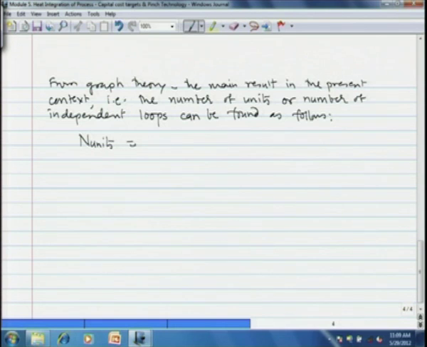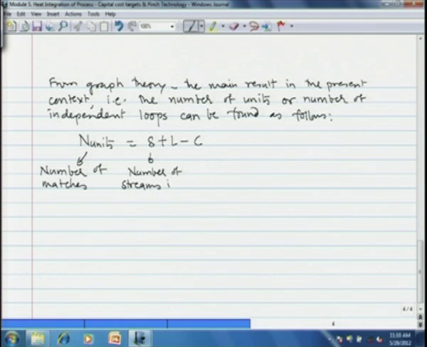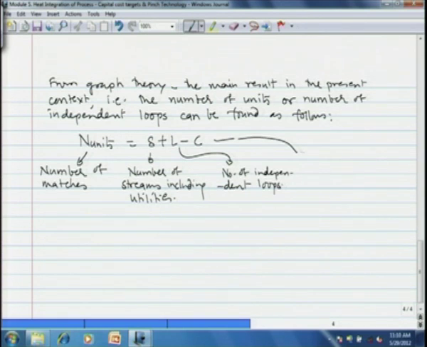The number of units n is equal to S plus L minus C, where n units are the number of matches between streams, S is the number of streams including utilities, L is the number of independent loops, and C is the number of independent components.